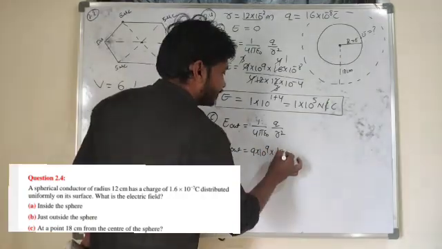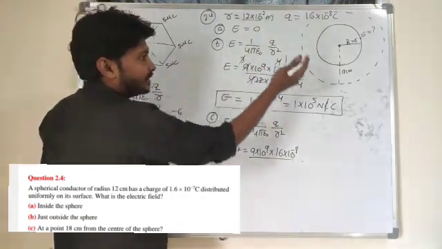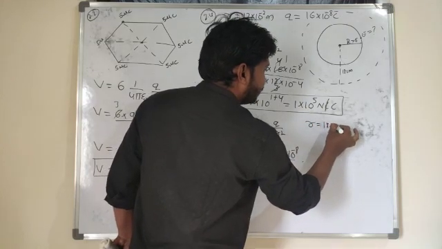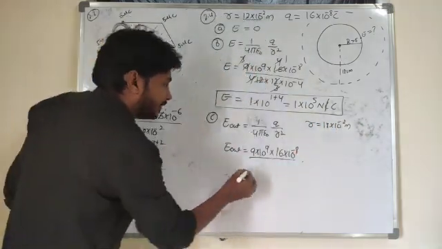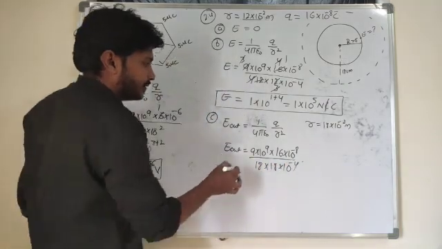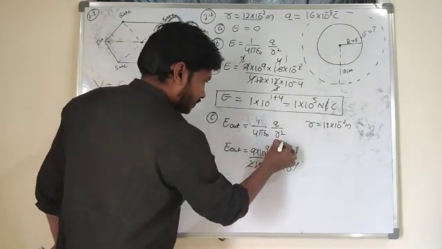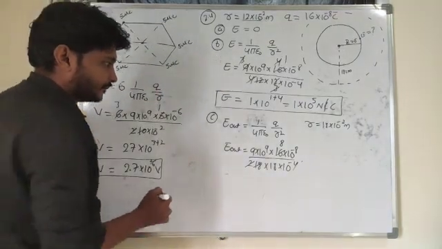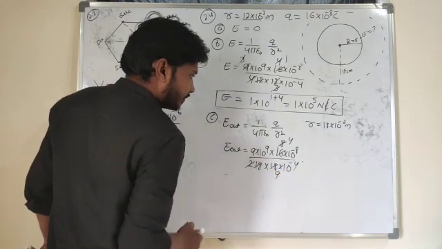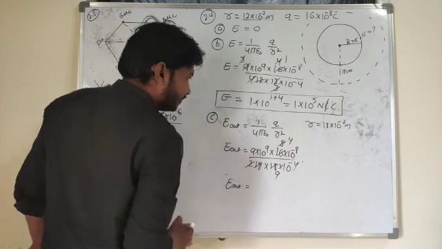Q value is how much? 16 into 10 to the power of minus 8. And r square, the distance is 18 centimeter, so 18 into 10 to the power of minus 2 meter. 18 into 18, 10 to the power of minus 4. So that is the electric field outside that sphere.